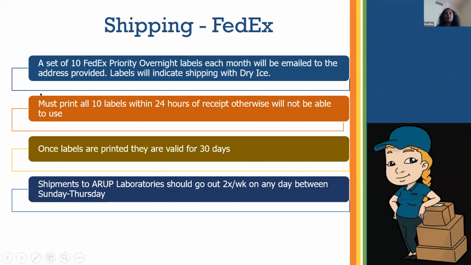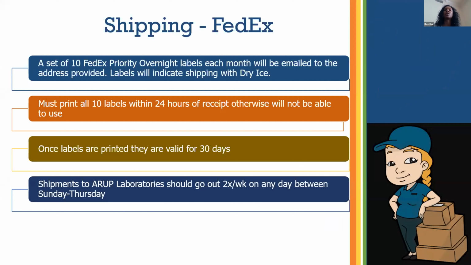And then shipping, like I mentioned, we are collecting from each of you an email address where I can email the FedEx labels. They will be shipped priority overnight. They will have our account numbers, so they're already charged to our FedEx account, and they will indicate that it's being shipped with dry ice.